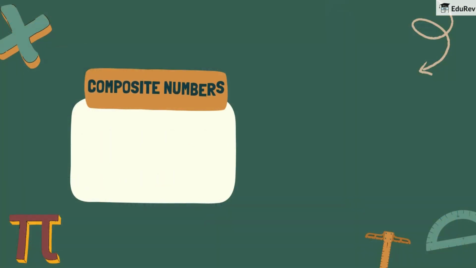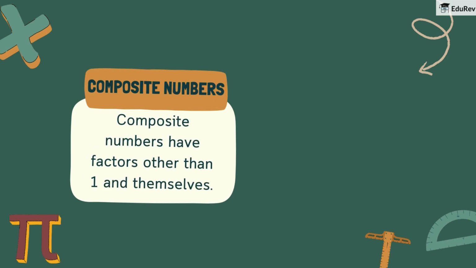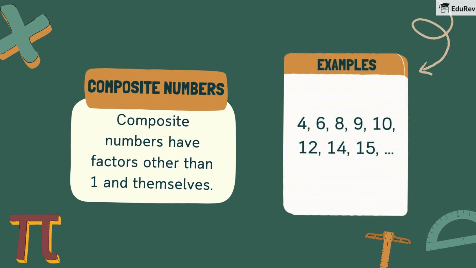Now, let's move on to composite numbers. Composite numbers are those that have factors other than just 1 and themselves. For instance, numbers like 4, 6, 8, 9, 10, 12, 14, and 15 are all composite numbers.